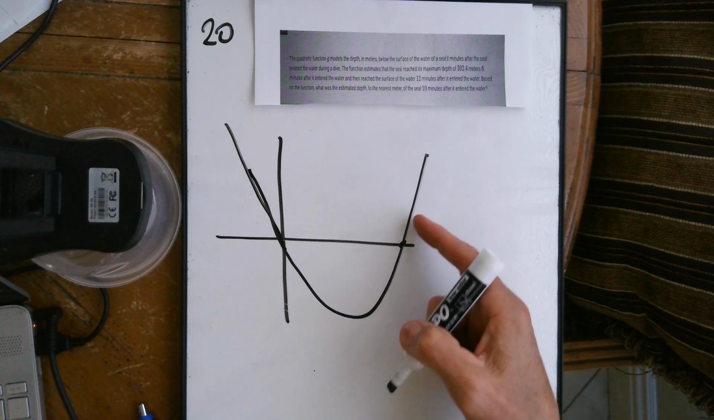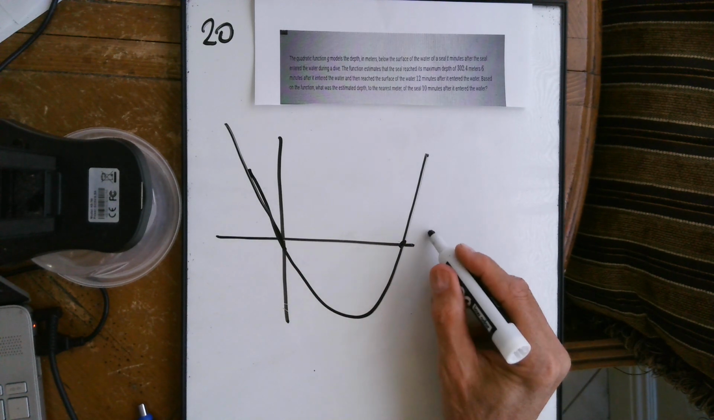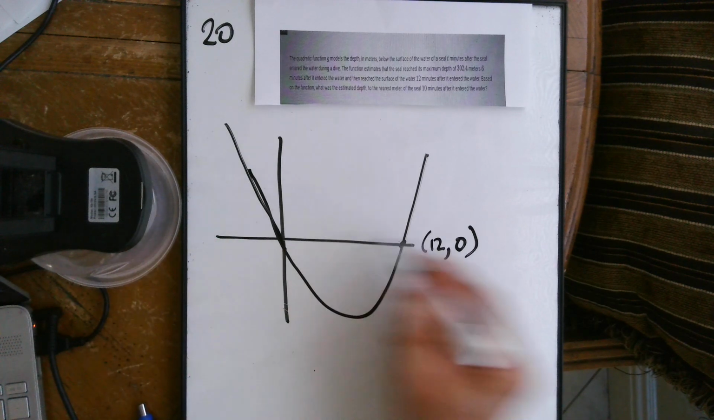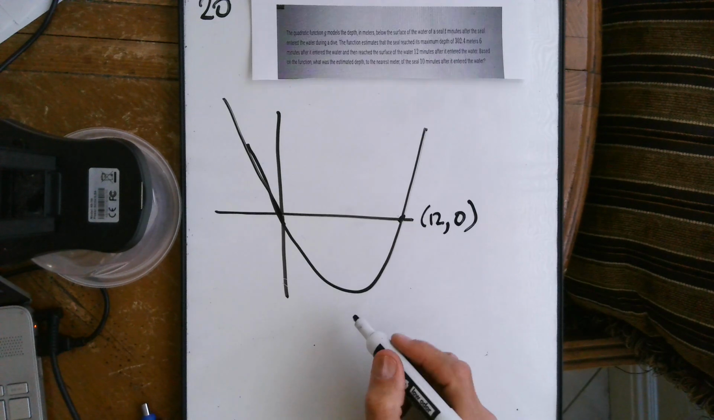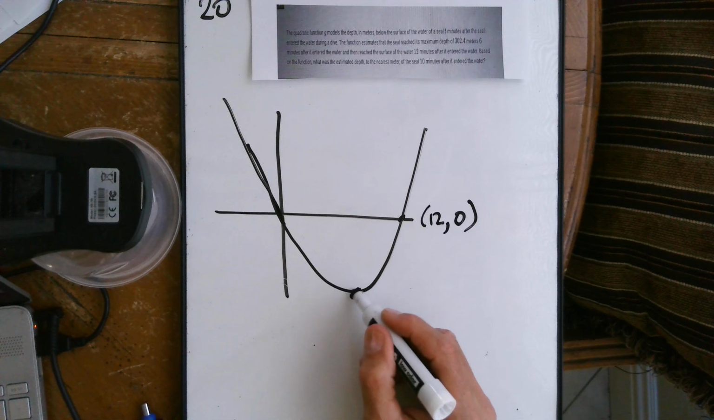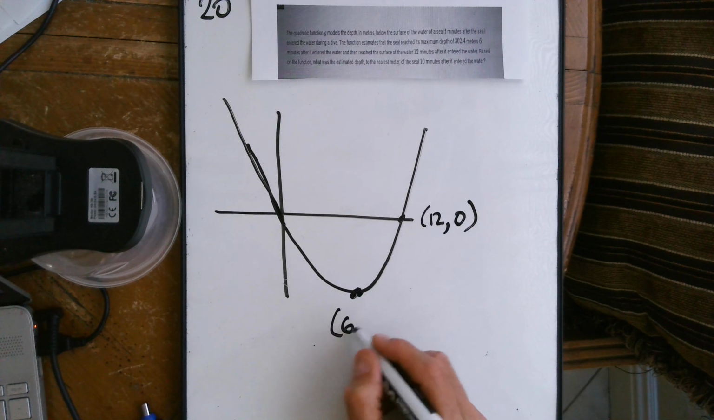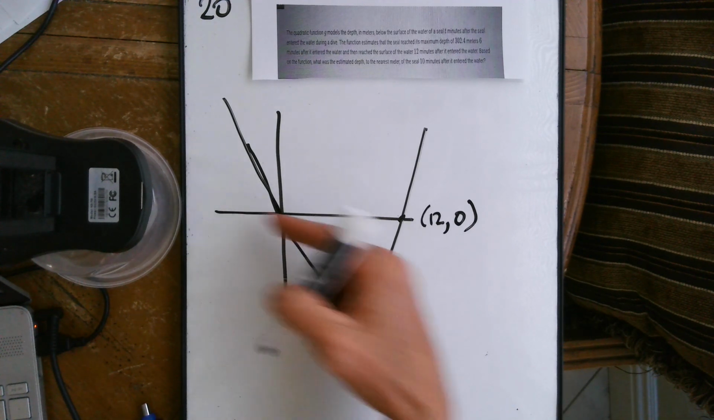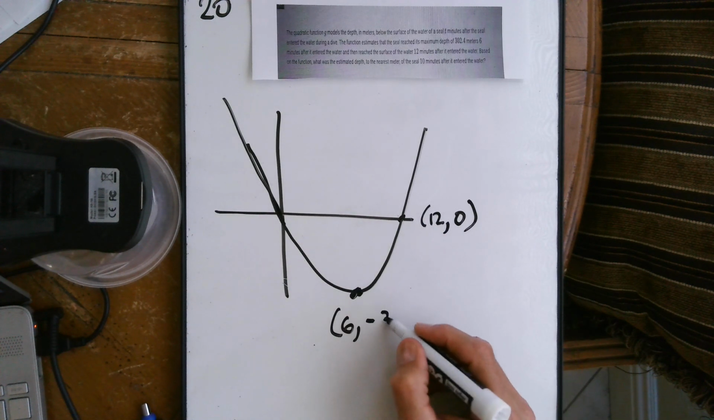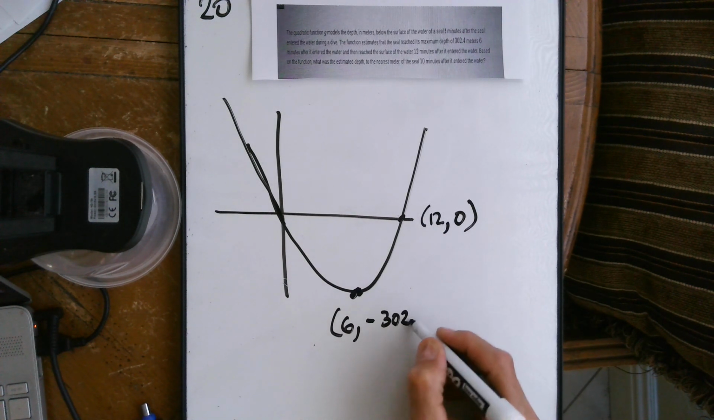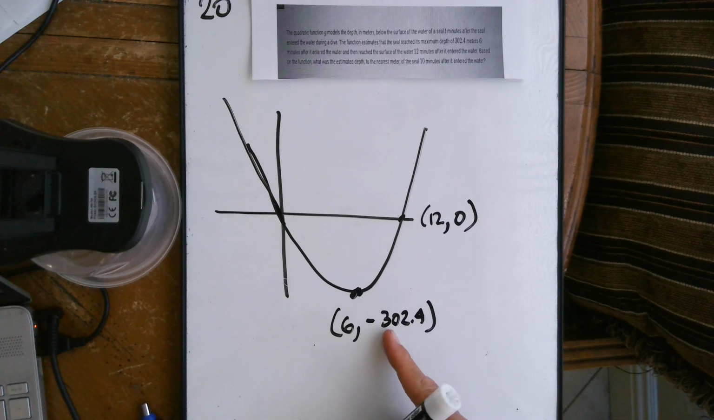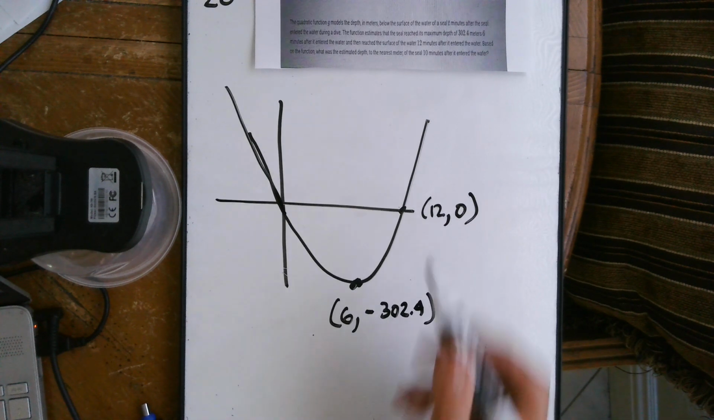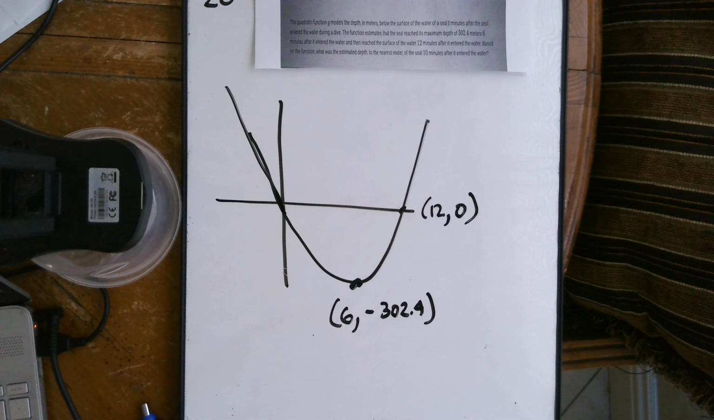We have this point at 12 on the x, which is the time, and it reaches the surface. Well, the surface in this case is 0. So the vertex is 6, and it's a negative, right? Because it's a depth, it's below the x-axis, so it's negative 302.4. With this point and this point, we have the equation of the parabola, which is all we need to figure out where the seal is in 10 minutes.